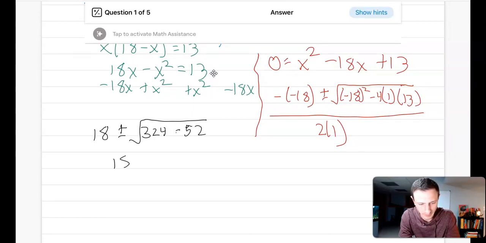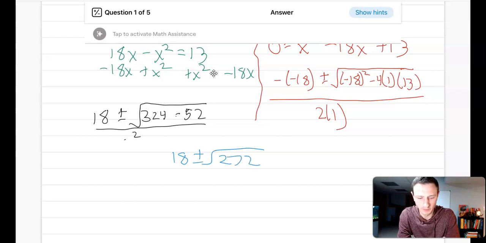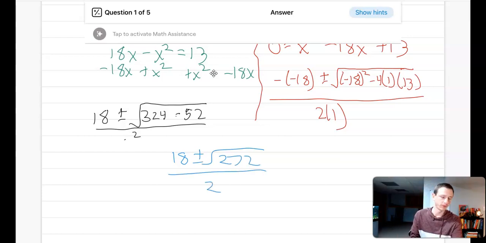So 18, this is all over 2. This is looking a little rough, but hopefully we're okay. And those answers looked rough, so I think that means that we're in pretty good shape. So let's say 18 plus and minus the square root of 272 all over 2. So now we've got to simplify 272.